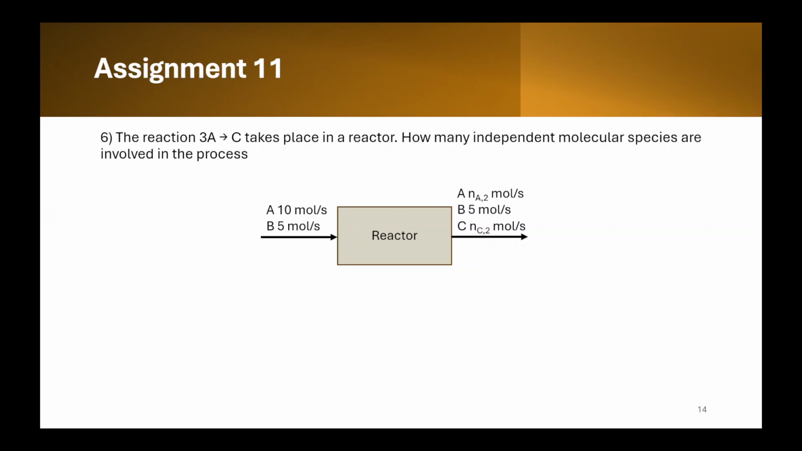Next question. The reaction 3A gives C takes place in a reactor. How many independent molecular species are involved in the process? So how many independent molecular species are involved here in the process?